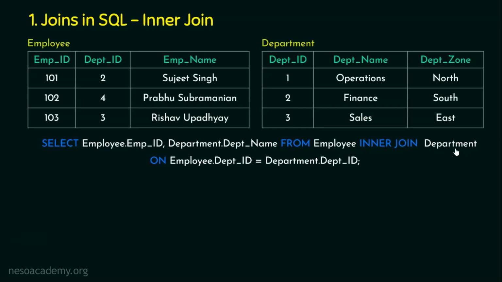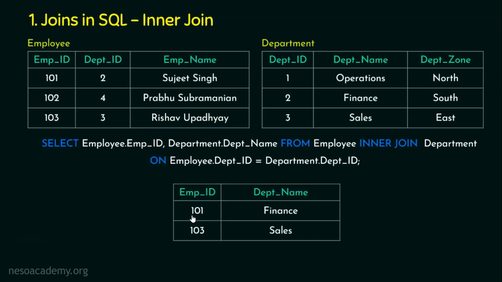From these 6 columns, we are going to retrieve only 2 columns. Employee ID from the employee table, which is this, and department name from this, because this table does not contain department name. Now we can see 2 rows are going to be there in the output. They are 101, which is this. 101 is actually Sujit Singh, who is working for department ID 2. What's the department name? Department name is finance. So we are getting the output 101 finance as the first row, and we also get 103.